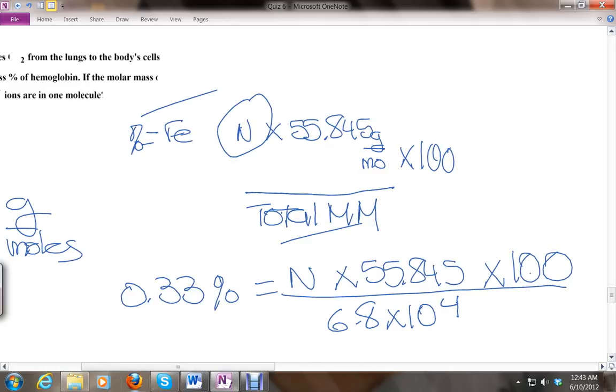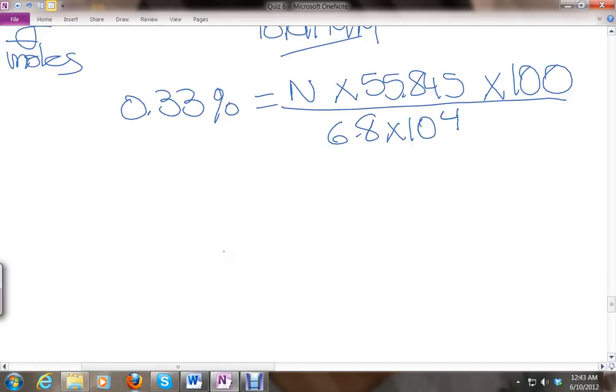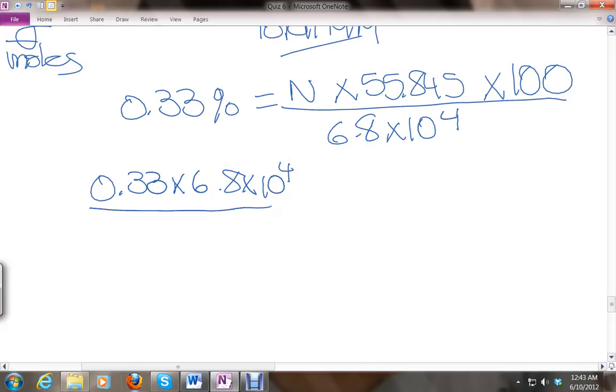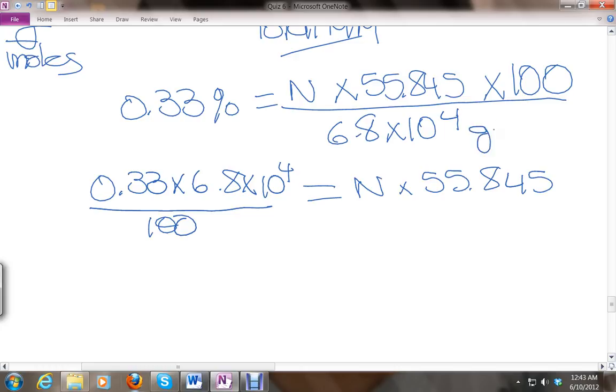So now we're going to do something interesting. Let's multiply both sides by 6.8. So it's going to be 0.33 by 6.8 by 10 to the fourth divided by 100. And let's leave this on this side yet, 55.845. In other words, you get 0.33% of the whole molar mass, right? And you divide it by the molar mass of Fe, and you get the number of moles of Fe you have.